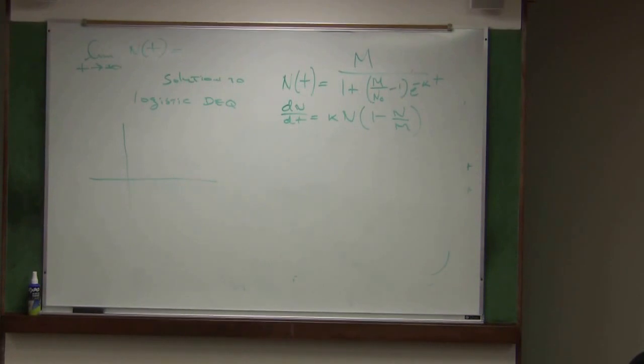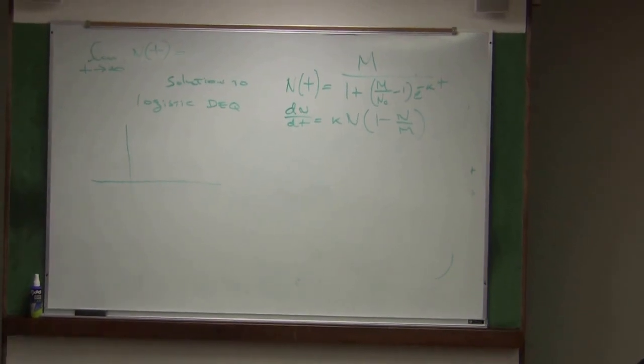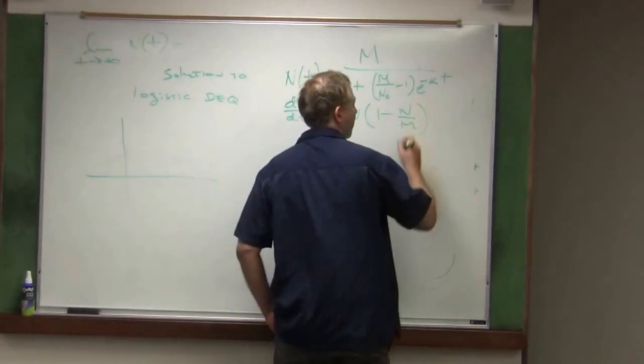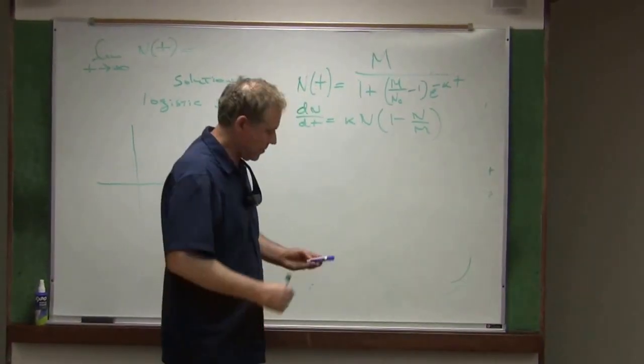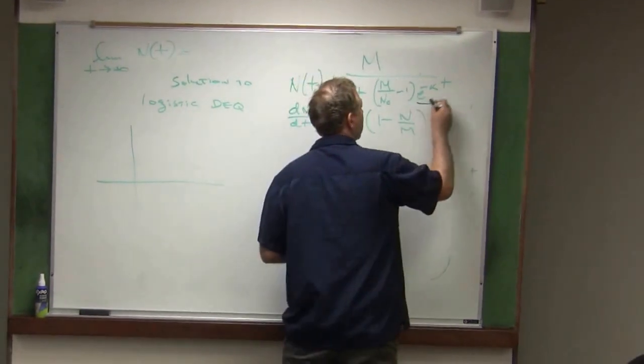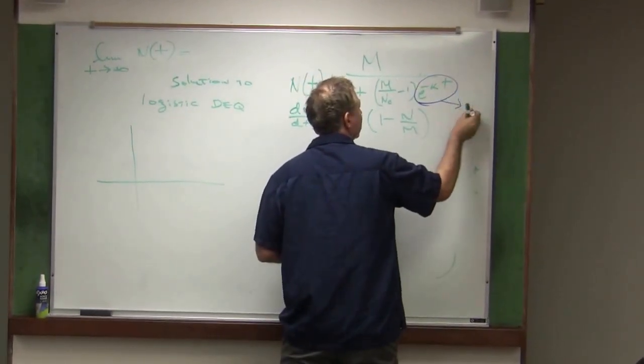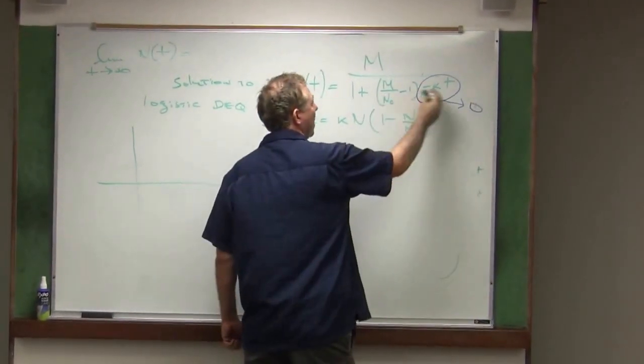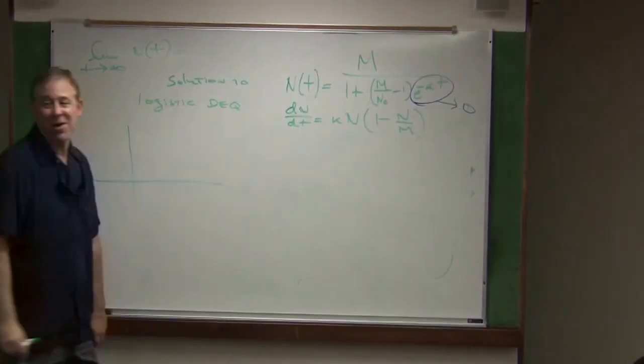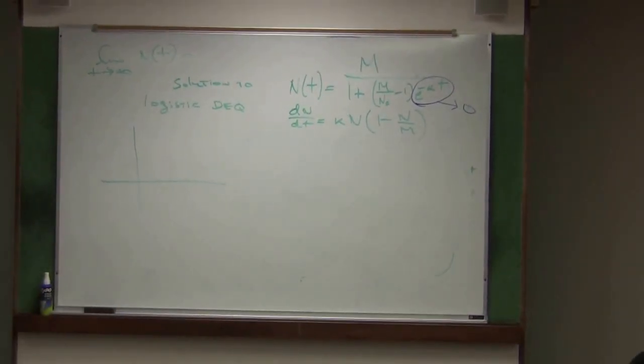So as t gets big, what happens to e to the minus kt? It's got the minus negative. It goes to 0, right? So when t gets big, this is going to go to 0, which is going to wipe this all out, and you're just going to have m over 1, right? So it goes to m. And that makes sense. That's why there's a horizontal asymptote at m.